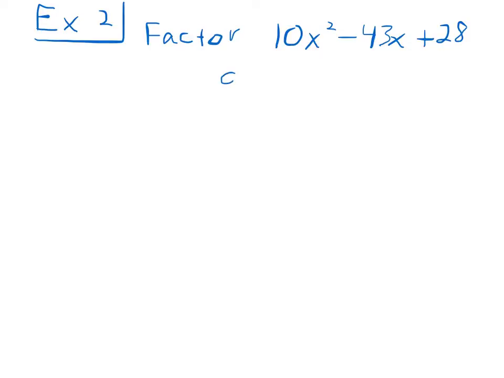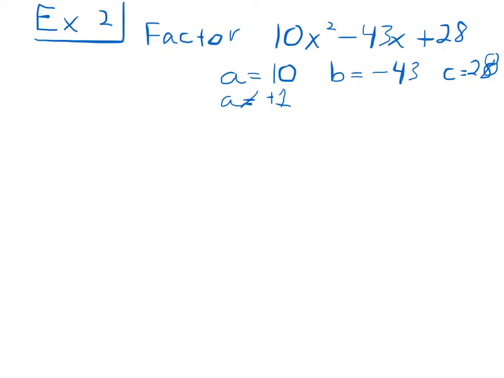Okay, now we're going to write out A equals 10, B equals negative 43, and C equals 28. Okay, that's an ugly one. All right. Now, is A equal to positive 1? And the answer is no. A does not equal positive 1. Okay, so we can't use a smart cut. So we know we're going to have to use the AC method on this.